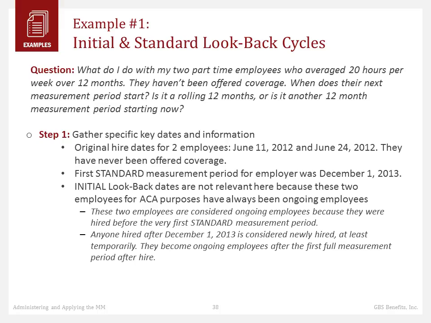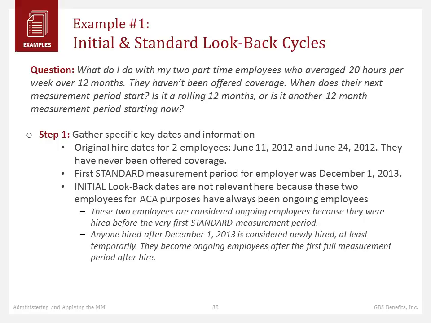Example 1. Here's our question. And this is all for initial and standard look-back cycles again. These questions are real questions that I've gotten. Some may have been adjusted slightly, but most are worded exactly how the employer asked them. What do I do with my 2 part-time employees who averaged 20 hours per week over the last 12 months? They haven't been offered coverage. And when does their next measurement period start? Is it a rolling 12 months or is it another 12-month measurement period starting now?